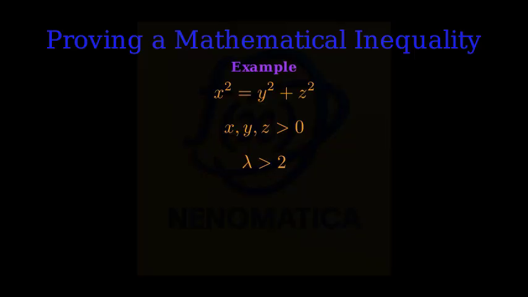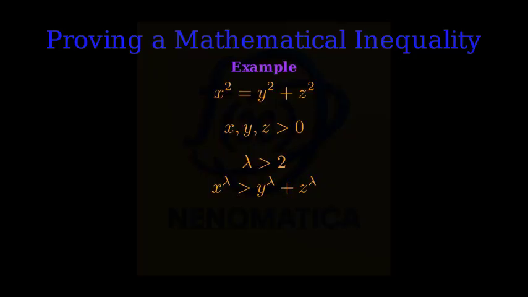Our first condition is that x squared equals y squared plus c squared. Next, we're told that x, y, and z are all positive. And finally, we're given that lambda is greater than 2. We need to prove that x raised to the power of lambda is greater than y raised to the power of lambda plus c raised to the power of lambda.